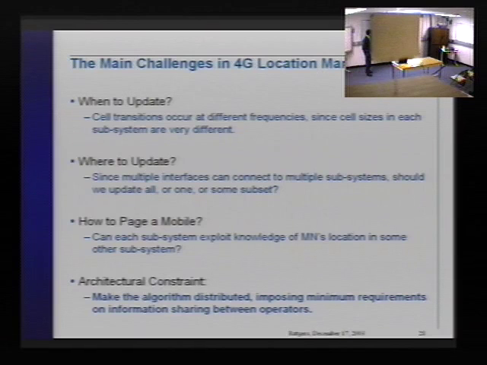So some of the fundamental questions are when to update. The cell sizes in different subsystems, I use the word subsystem to refer to a cellular network, are very different.